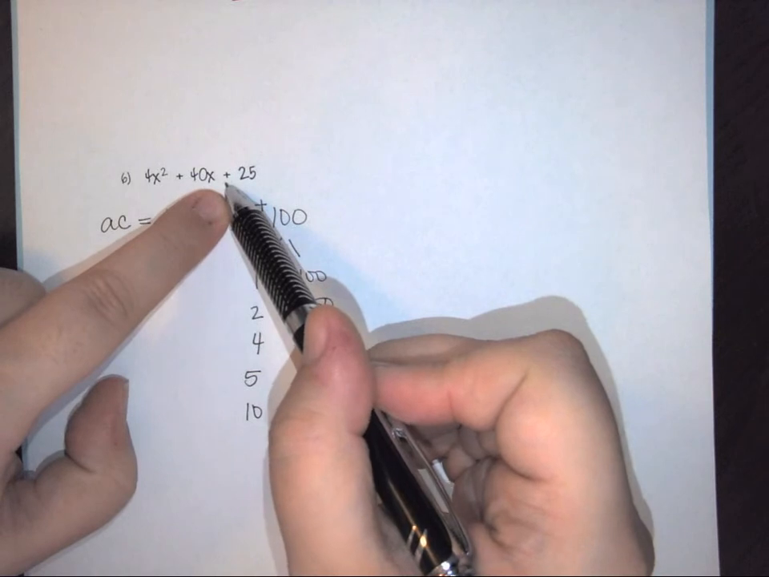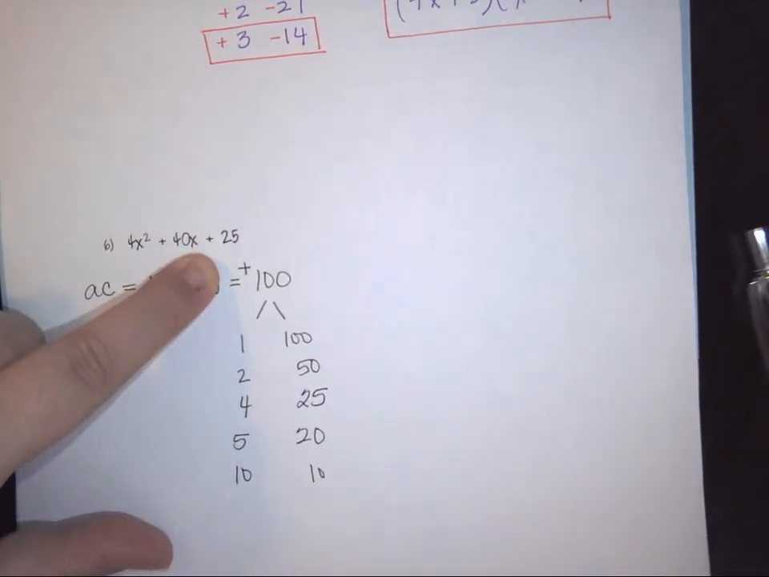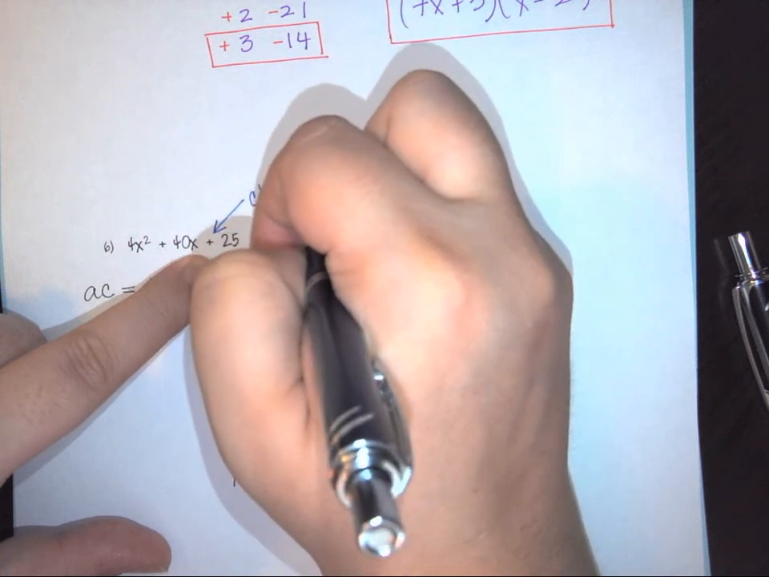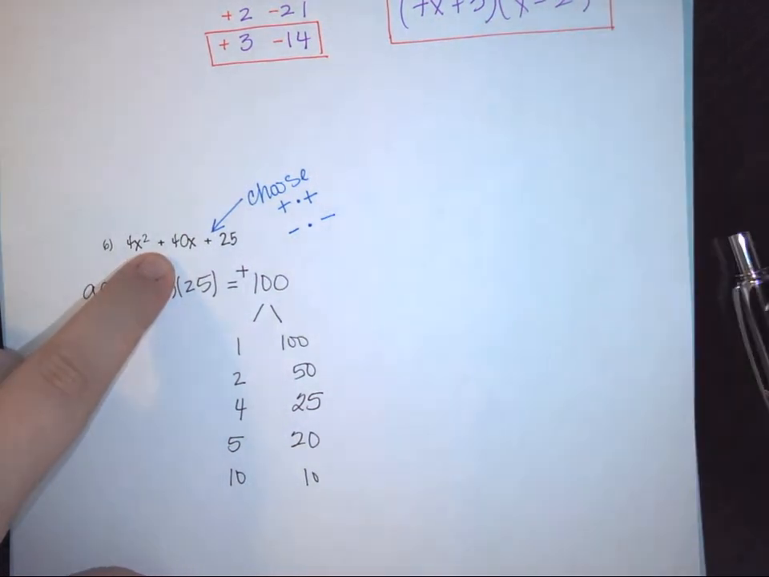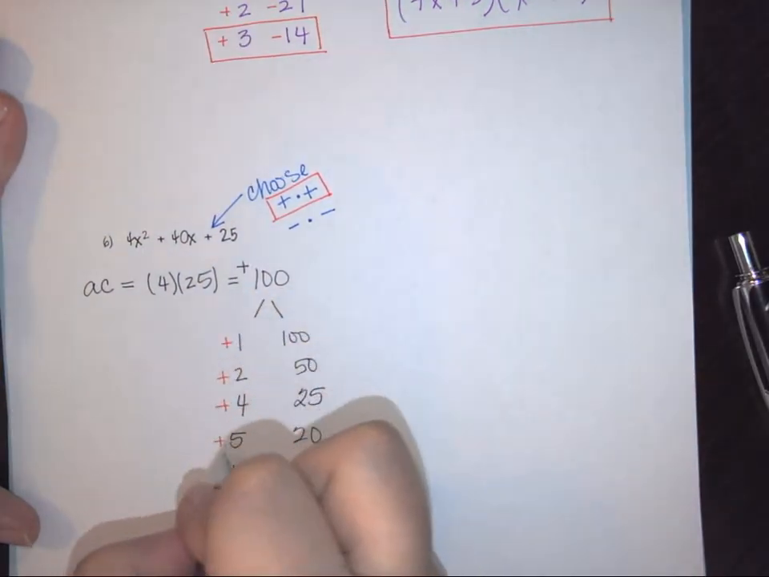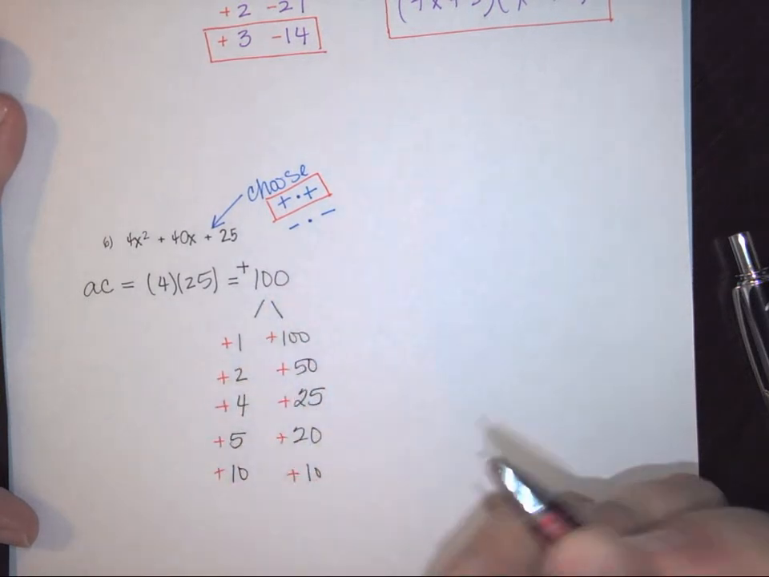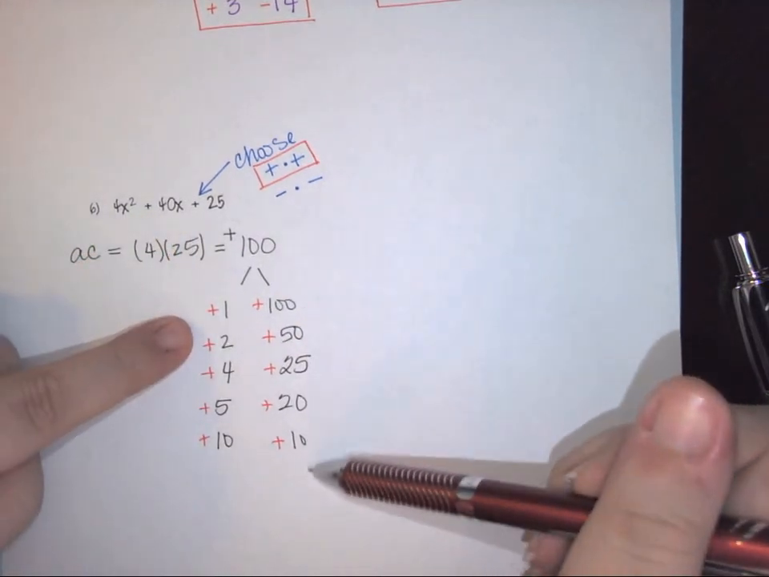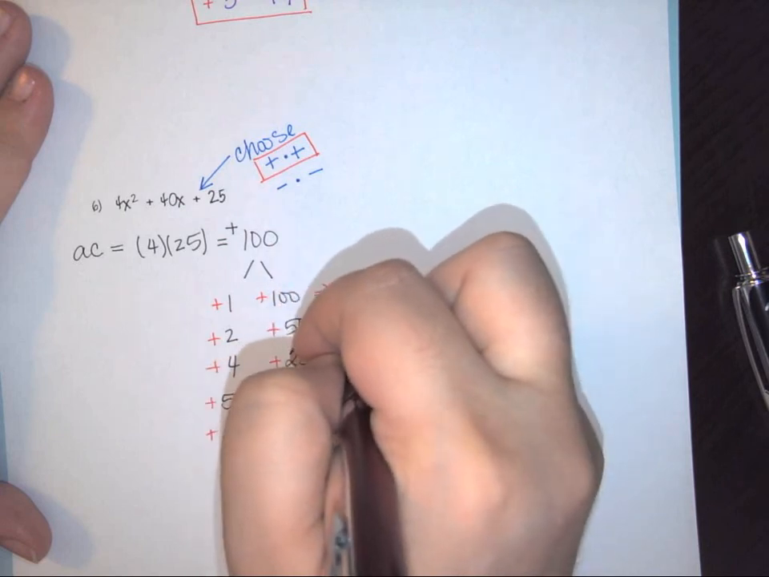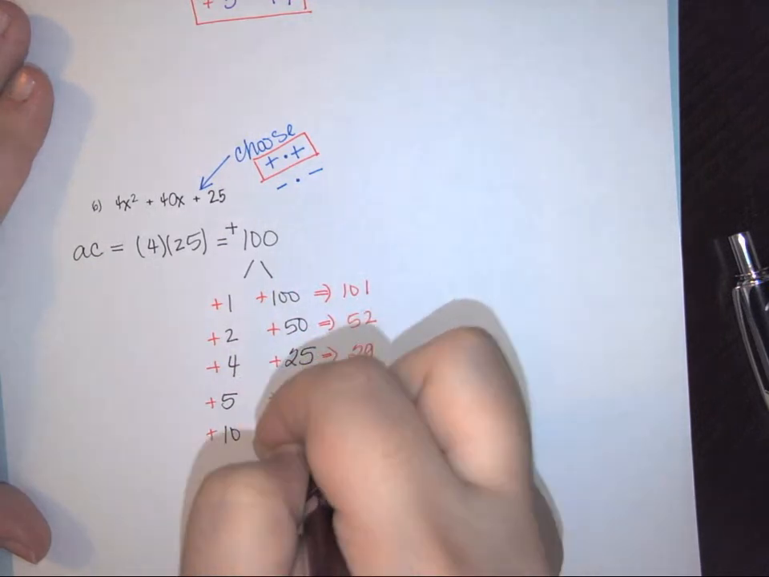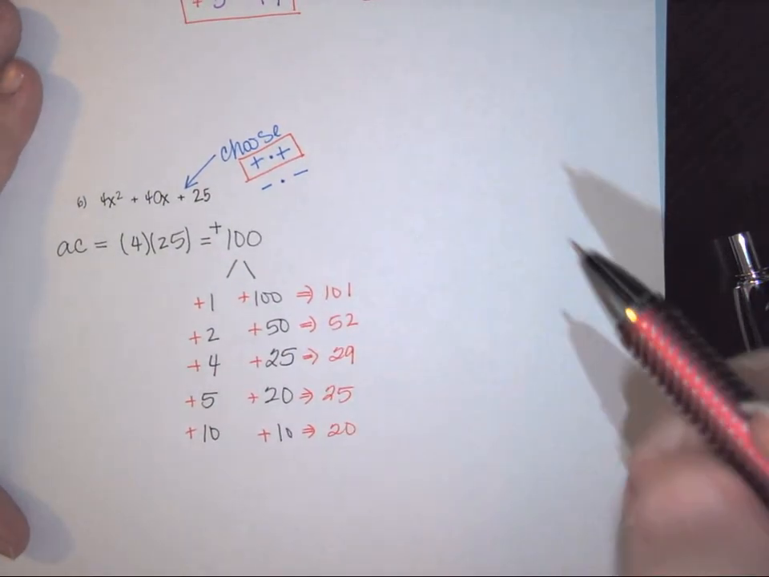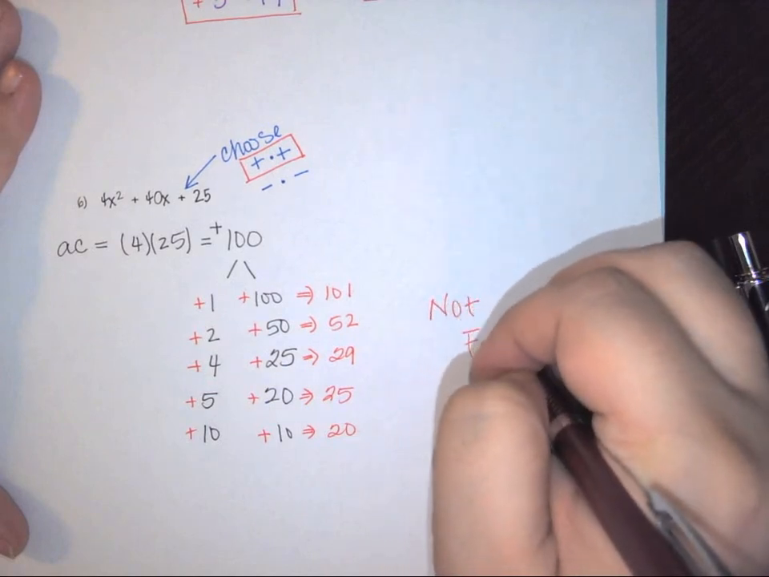Again, my back term is positive, which means the option I'm choosing from is positive times positive or negative times negative. My back term tells me what to choose. It's positive, which means we're choosing the positive positive. So all of these are positive. And I need a combination of these that's going to give me 40. Well, if you look, adding all of these together, none of these work. This becomes 101. Here we end up with 52. Here we end up with 29. Here we get 25. And here we get 20. Therefore, because none of these work, this one is actually not factorable.